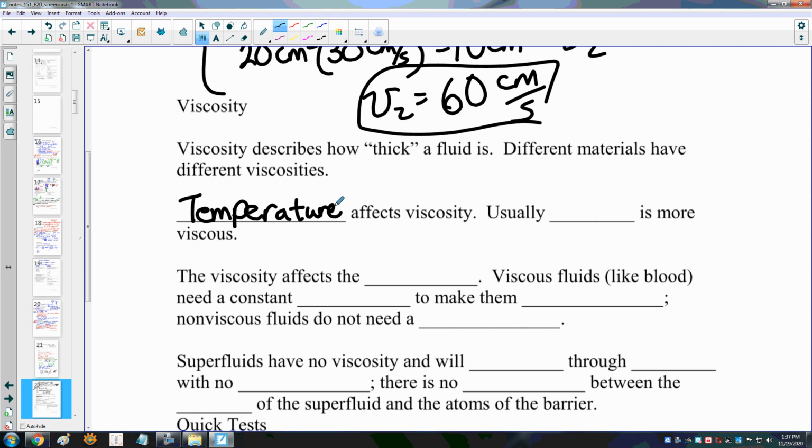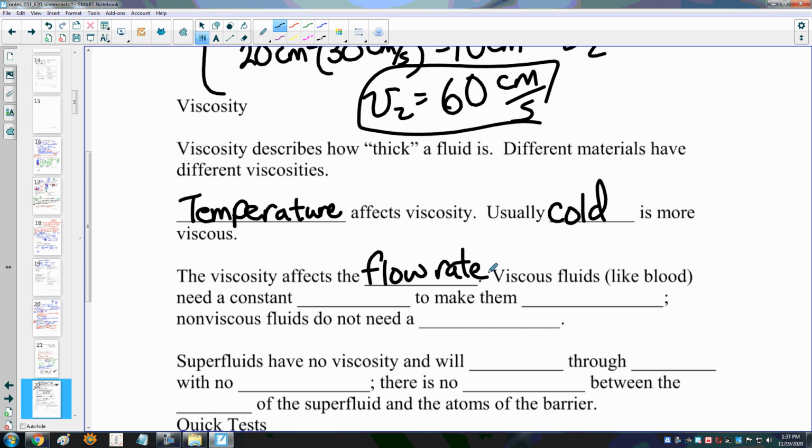If I have a liquid that's really cold, not frozen solid, but nonetheless cold, like a really cold syrup, that's just going to flow more slowly than a warmer syrup. Usually, cold is more viscous. Almost always cold is more viscous. The viscosity also affects the flow rate.